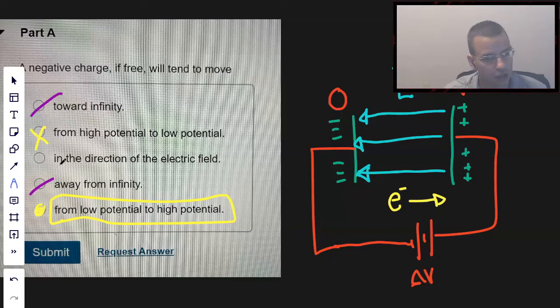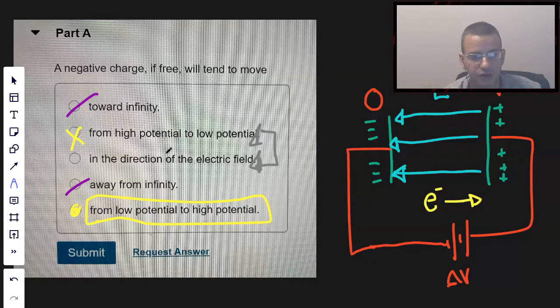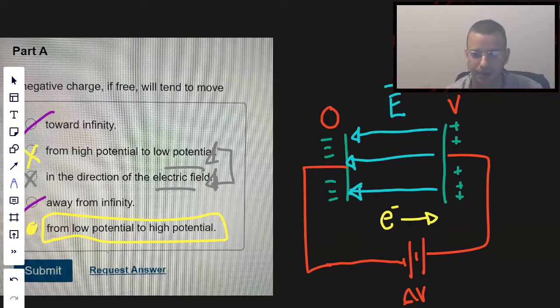Looking at this one just to make sure, in the direction of the electric field? No, it's going to specifically move in the opposite direction of the electric field. In fact, these two answers are pretty much the same. Moving from high potential to low potential is the same as moving in the direction of the electric field. So neither of these are going to be correct, and the fifth answer is going to be the correct one. I know that's a lot of explanation for a relatively simple question, but it's really easy to get confused, and that's why I draw a picture like this pretty much every time I do this kind of question.